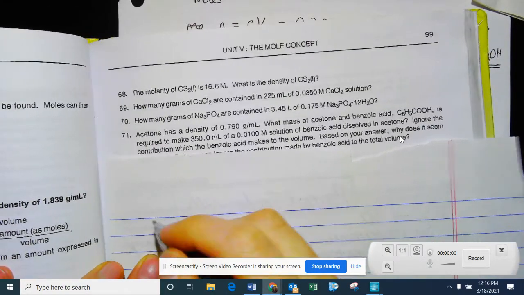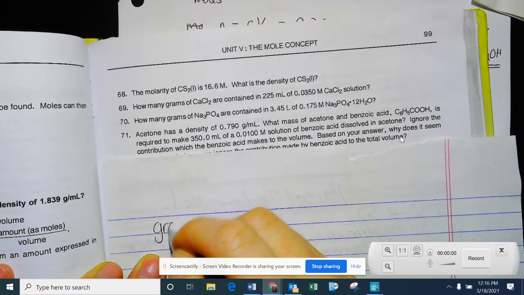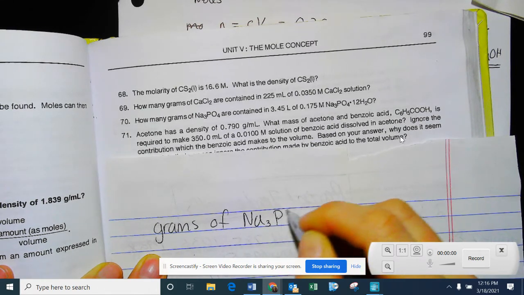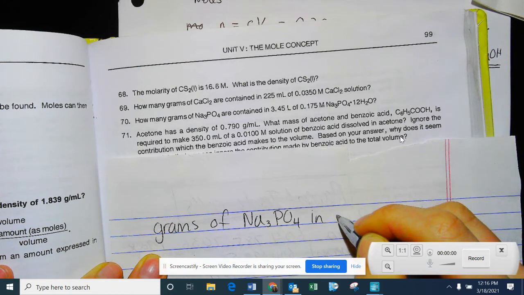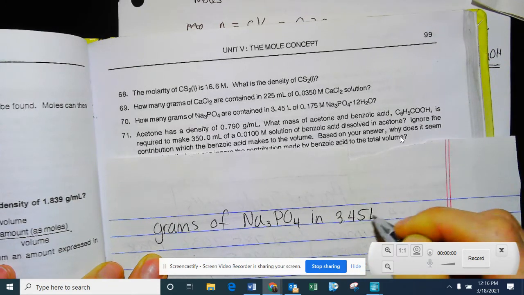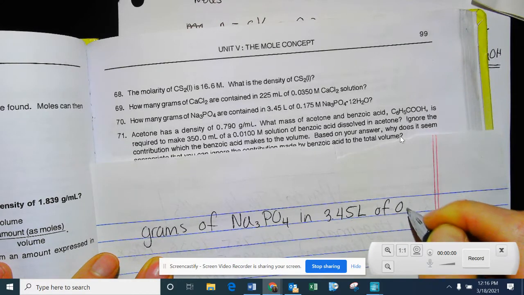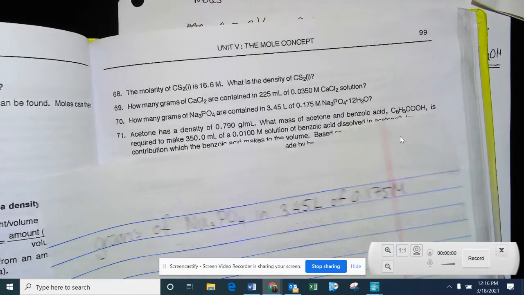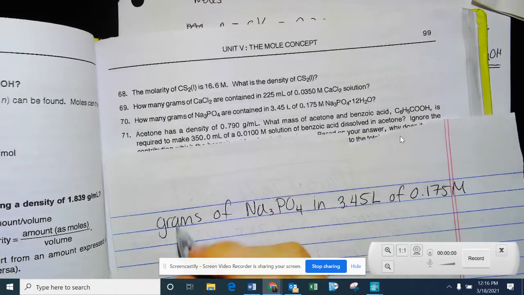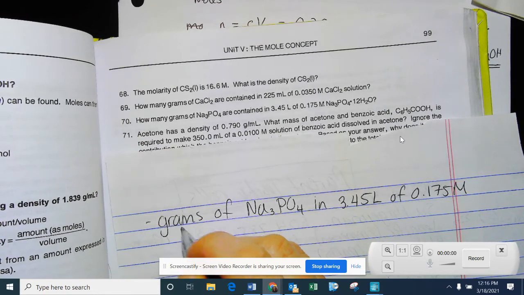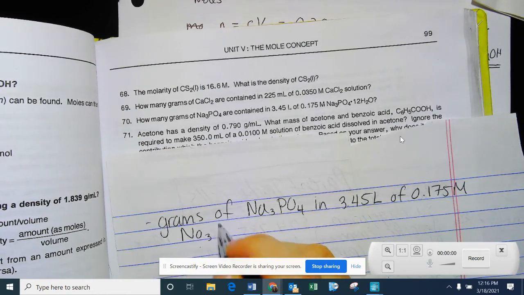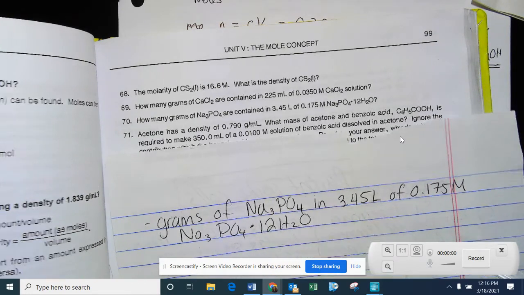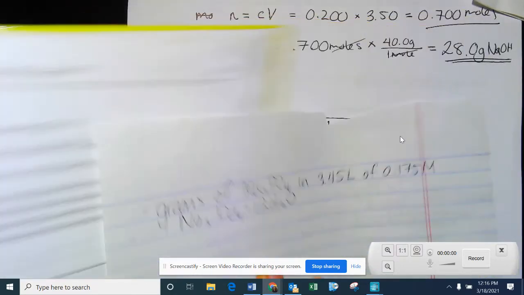We are asked how many grams of sodium phosphate are in 3.45 liters of 0.175 molar. And then this is where we might encounter a little bit of a trickier part. Na3PO4, and it's a hydrate, 12H2O. Okay, so let's go through that.